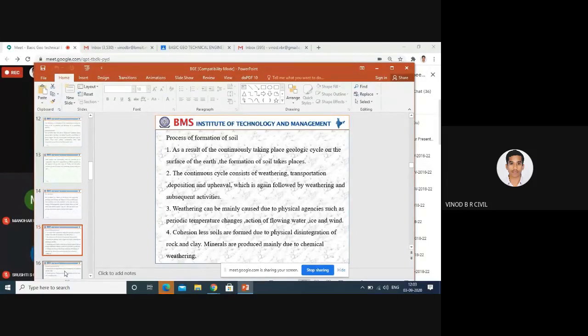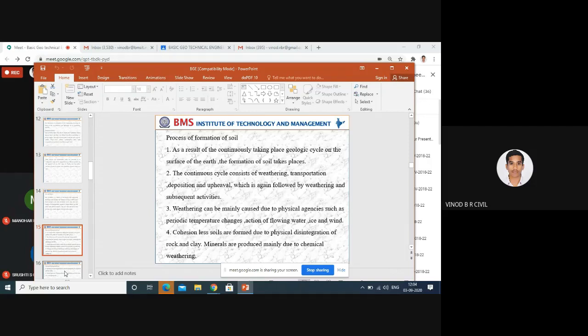Okay, and weathering can be mainly caused due to physical agencies such as periodic temperature changes, heavy rainfall, and sunlight. Heavy heat during the summer, you can see some of the igneous rocks are split into two parts. Okay, they are rubbed due to wind movement. Due to these actions, you can expect a small amount of the finest material.